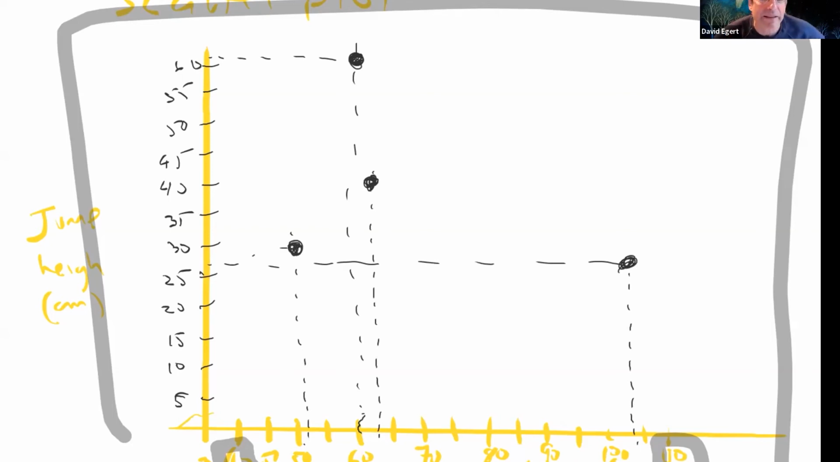So you just go like that. Each person, each data point becomes a dot. Each person, their weight and their height become a dot. And then you take a look at what happens. Maybe when I'm done, it looks kind of like this.